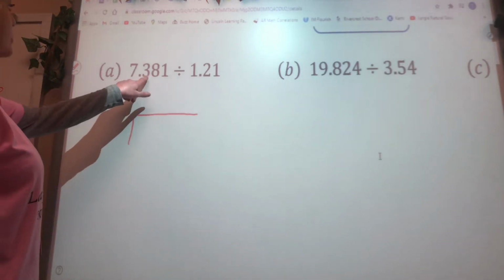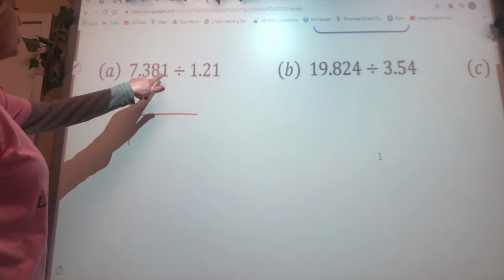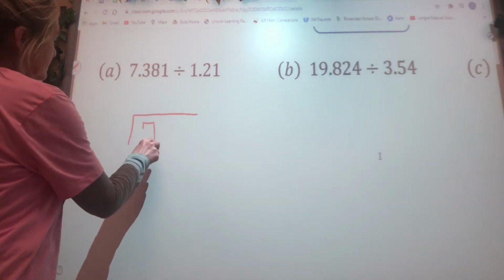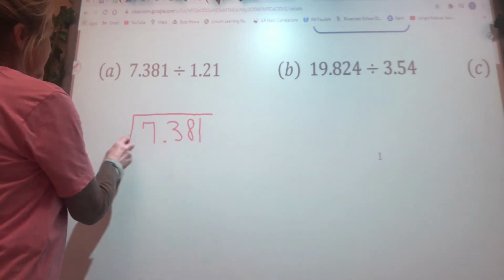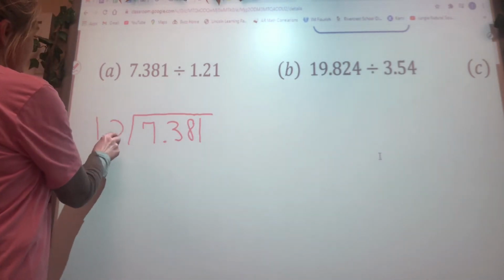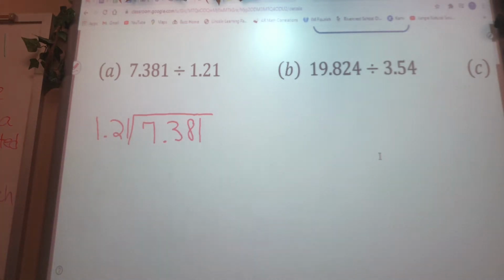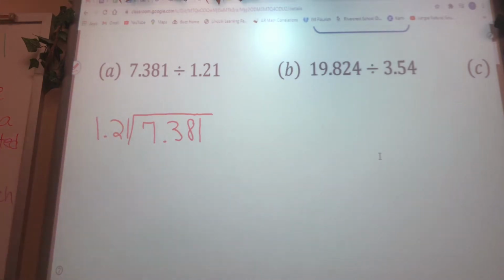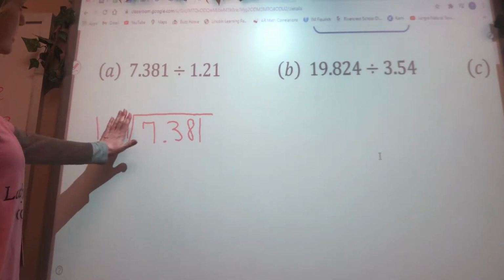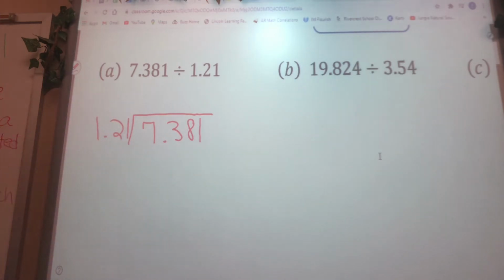7 and 381 thousandths divided by 1 and 21 hundredths. So see, the only difference today is we're working with hundredths as our divisor instead of just tenths. But guess what? The rule doesn't change. It's easier for me to work with it if I look at my divisor like a whole number.